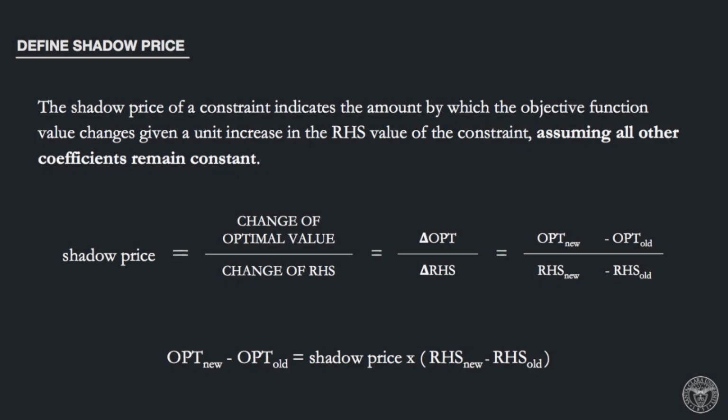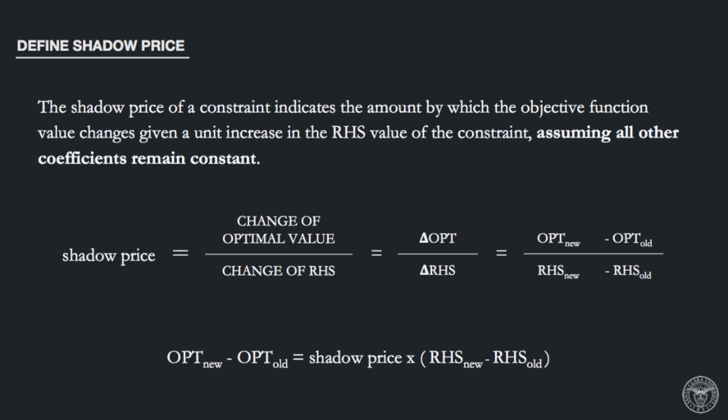In order to answer this question, we need to introduce a new concept called shadow price. Shadow price is a very useful concept. It indicates the marginal value of each individual resource. Formally, the shadow price can be defined as the amount by which the objective function value changes, given a unit of increase in the right-hand side value.